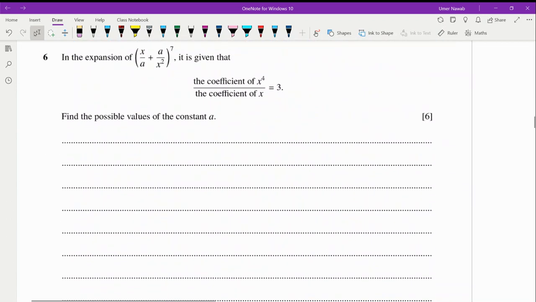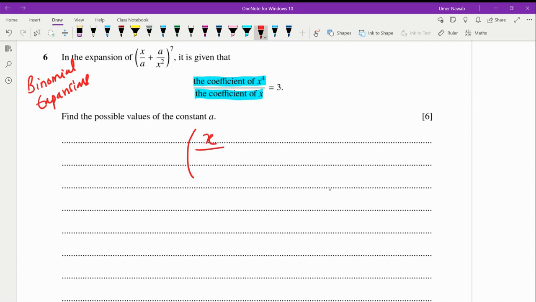Now we move to question number 6. In question number 6, boys, it is purely related to binomial expansions. So before solving this question, I want to share with you the technique when you want to find a specific term in the expansion. So guys, as you see, the expression which has to be expanded, x over a over x squared, is given to me, and the power is 7. We all know the power is 7.